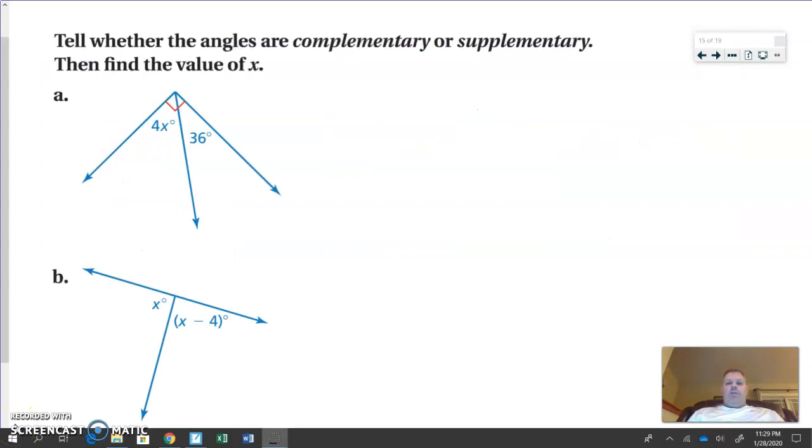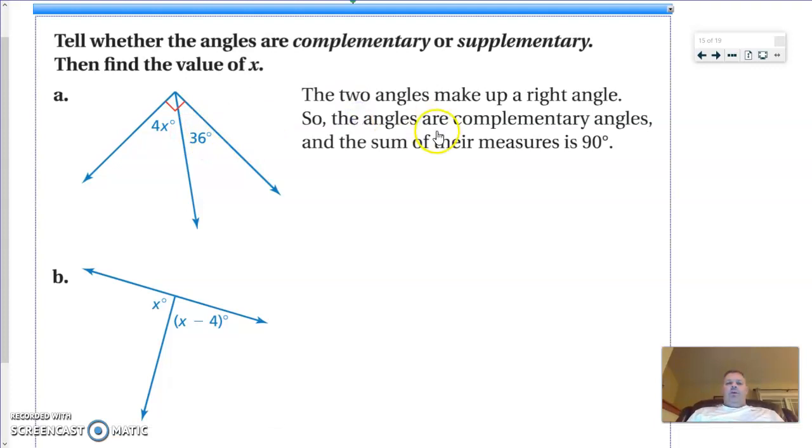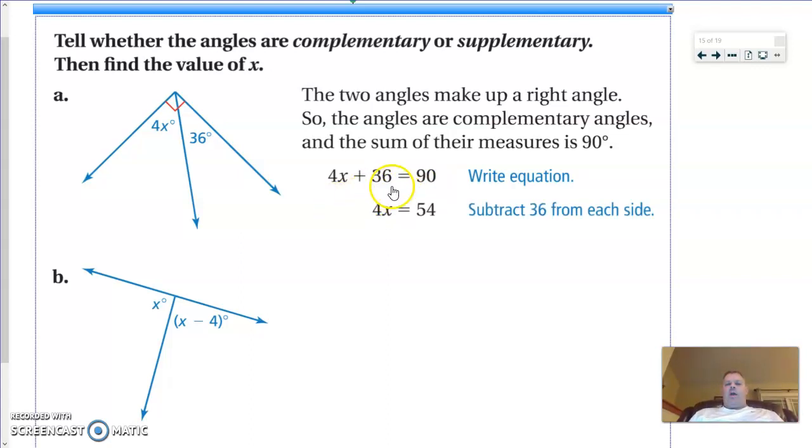In our next two examples, we are to tell whether the angles are complementary or supplementary and then find the value of x. My assumption is that these are complementary because there are 90 degrees. So what I know is that these add up to 90 because we have a right triangle. I know that 4x plus 36 is equal to 90. In order to solve my equation, I subtract 36 from both sides. When I get done, I am at 4x equals 54, so I'm going to divide by 4, and x is 13.5.